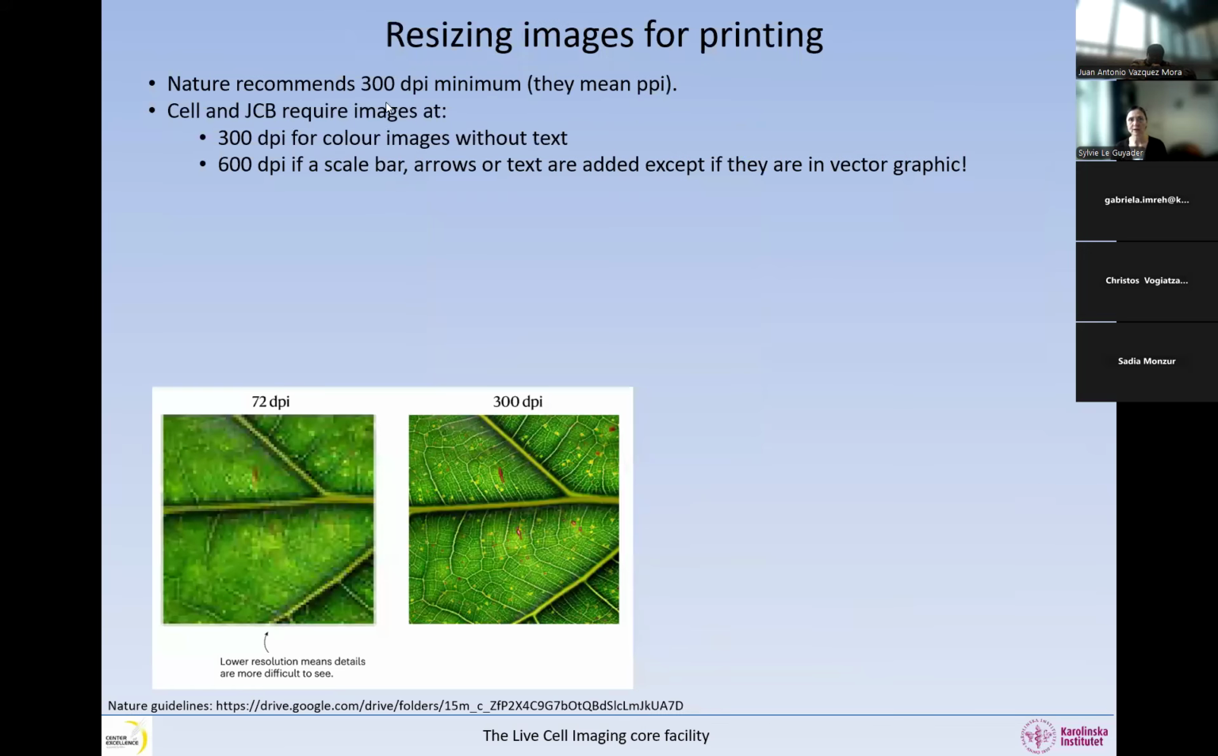So Nature recommends 300 dpi minimum, and they mean PPI. And Cell and JCB recommend 300 dpi for a color image without text, and 600 if you have things like a scale bar or text or some arrows or something. So why is that? Why do they make a difference?